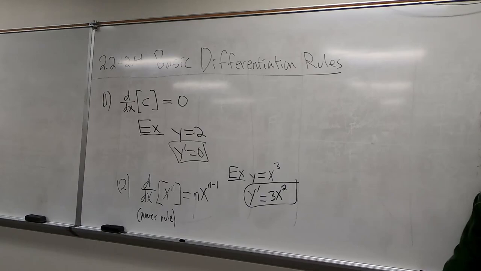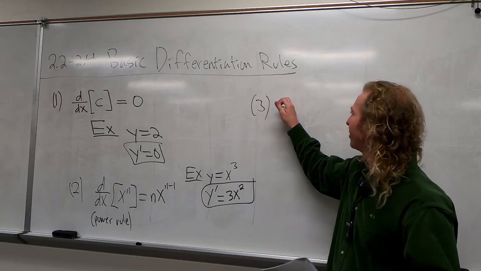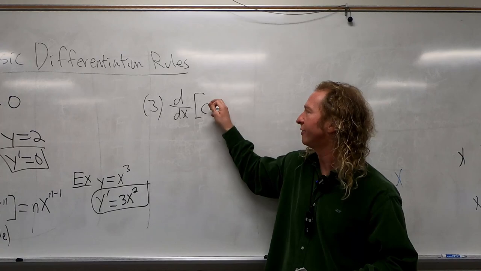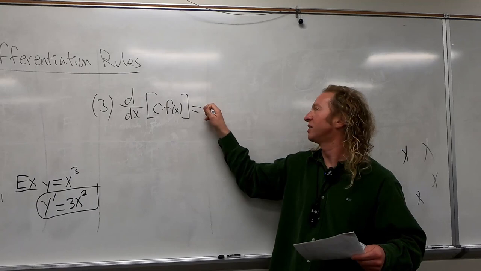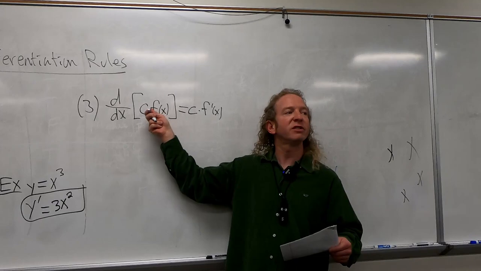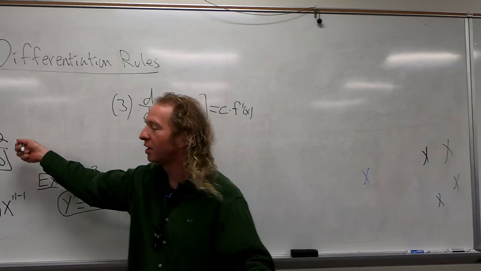The second rule. The third rule is kind of weird. It basically says if you have a number times some function of x, you can ignore the number. It just hangs out. So it's just c times the derivative. You just take the derivative of this, and the number just hangs out. So numbers hang out when they're in front of things with x. By themselves, they become zeros. But watch, check it out.